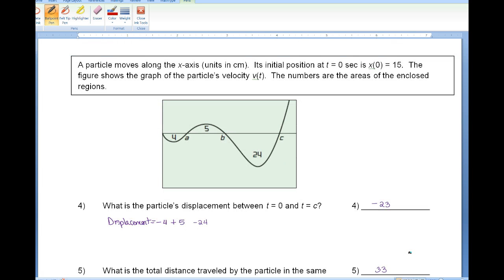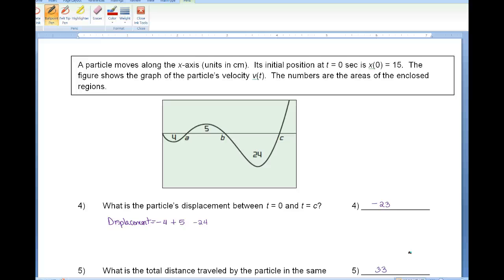Okay, here we have velocity, but instead of giving us an equation, they just gave us the area between the curves. So this is an area of 4, this is an area of 5, this is an area of 24. So if we're talking about displacement, what do we want to do with the areas below the x-axis? Make them negative. So it's a negative 4, a positive 5, a negative 24.